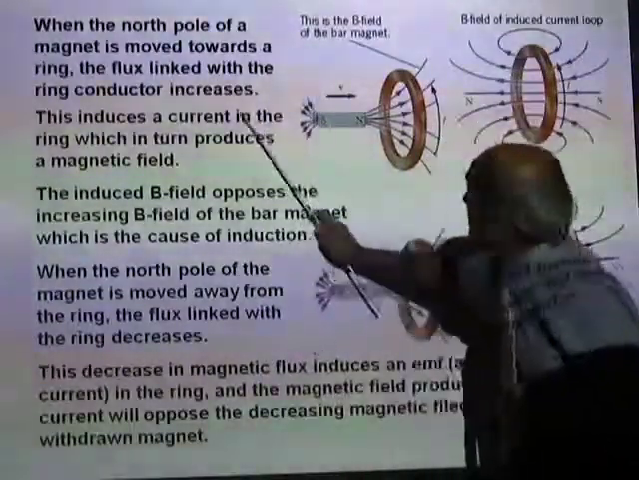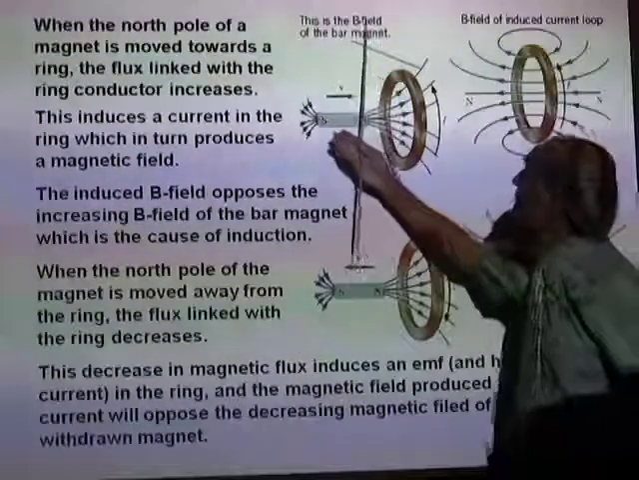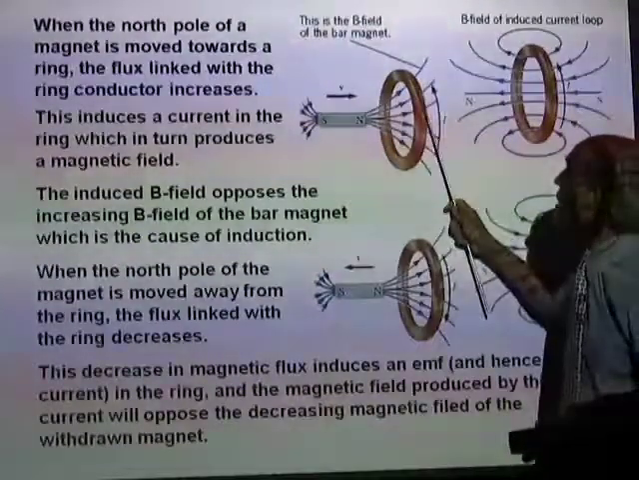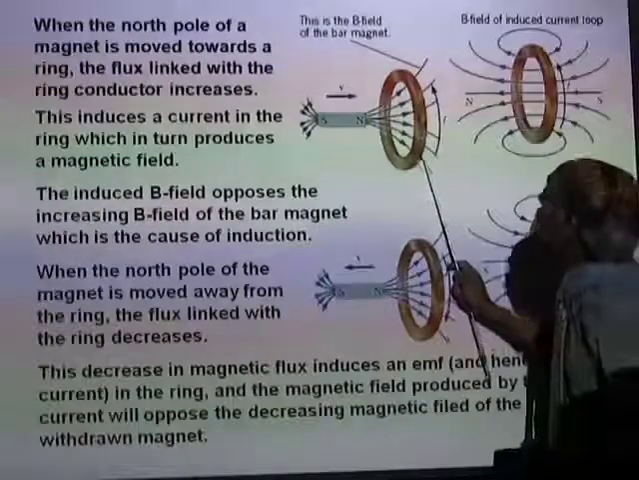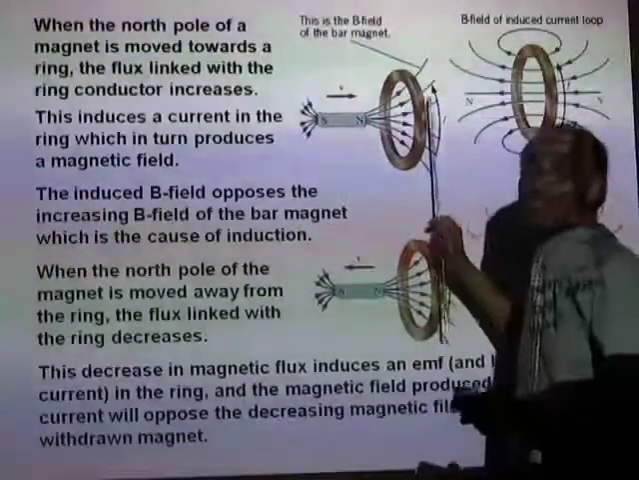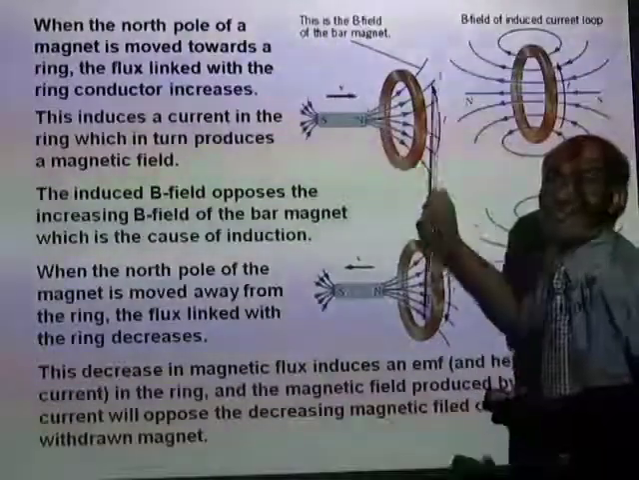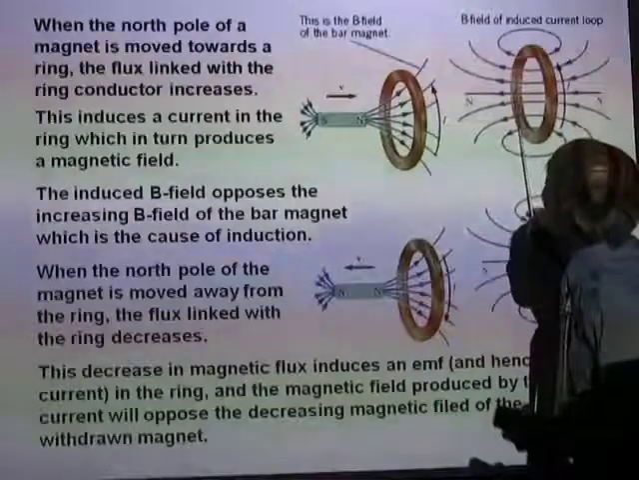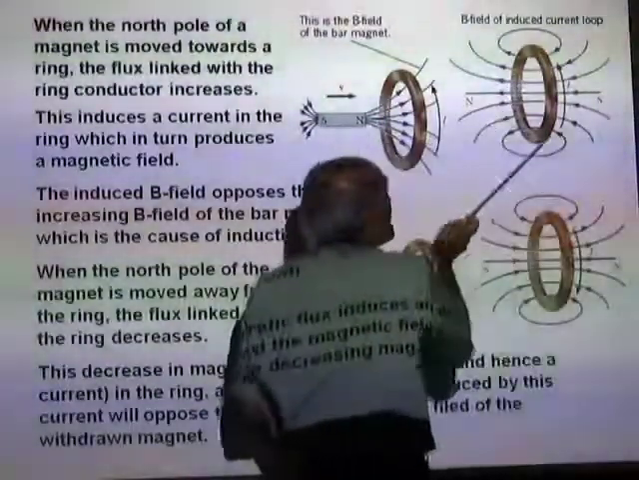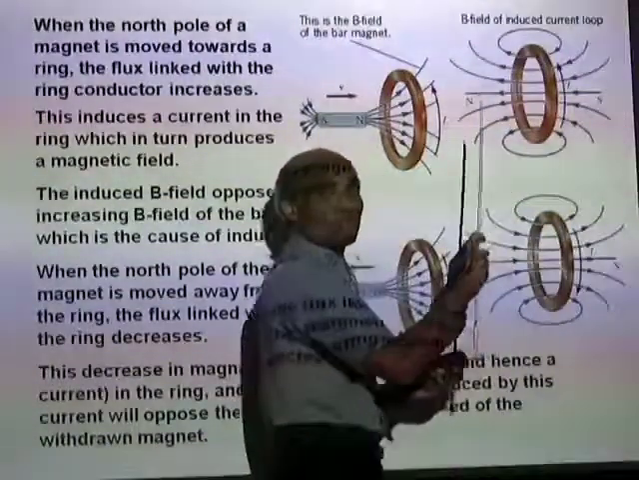Now, one more time, when the north pole is moved towards the conductor, the magnetic flux linked with the conductor increases, and that increase will induce a current, and the magnetic field produced by the induced current will oppose the increasing magnetic flux. That means there must be a north pole created here. And the north pole can be created only if the direction of the induced current is counterclockwise.